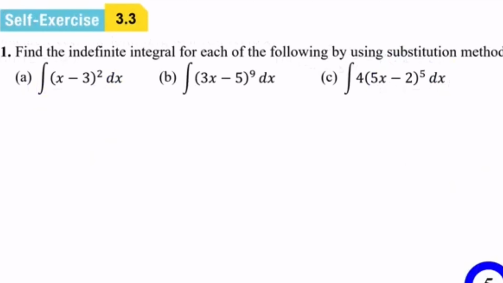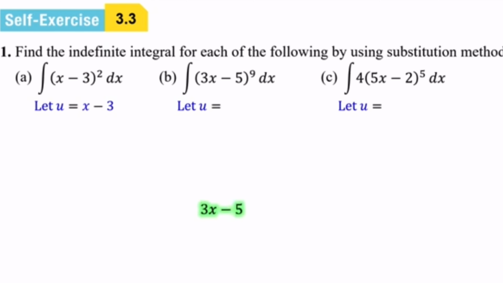Okay, so let's do exercise 3.3. We have a, b, c. We are going to use the integration by substitution method for these indefinite integrals. Okay, let's see question number A. For A, we are going to integrate (x minus 3) to the power of 2 dx. So let's use the long way. Let u equal to, for A, x minus 3, right? That is actually in linear form inside the bracket.